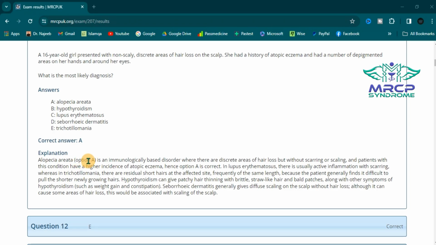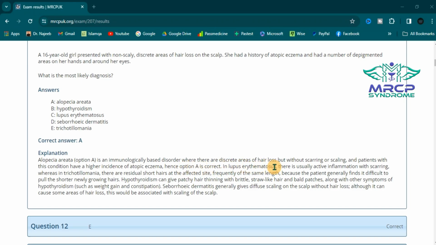Alopecia areata, option A, is an immunologically based disorder where there are discrete areas of hair loss but without scarring or scaling, and patients with this condition have a higher incidence of atopic eczema. Hence, option A is correct.